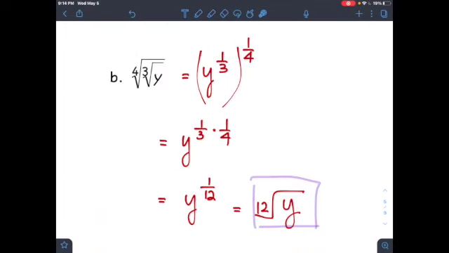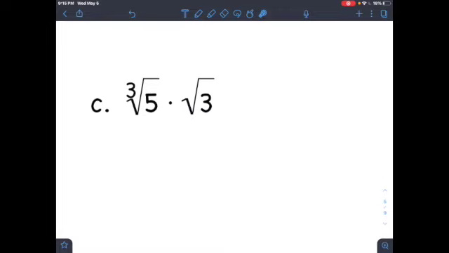Letter B, you have y to the 1/3, then to the 1/4. Multiply the exponents, it's going to give you 1/12. No common denominator needed. So therefore, it's going to be the 12th root, the index on the outside, and just y to the 1. So following the same idea, we are going to do the same thing for C and D.